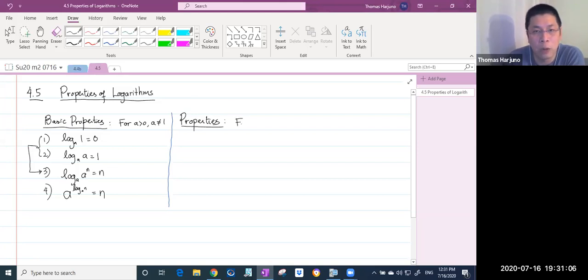The same requirement for a positive, not equal to 1, and x and y both strictly positive, then I call this property 1: log base a of x times y equals log base a of x plus log base a of y.